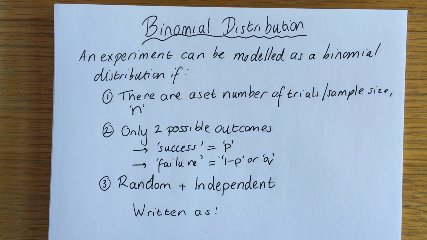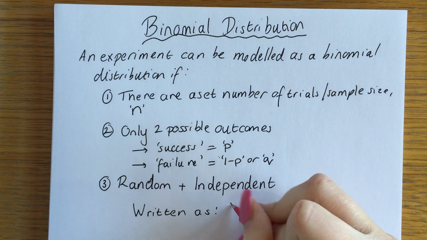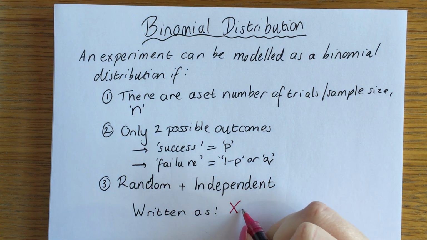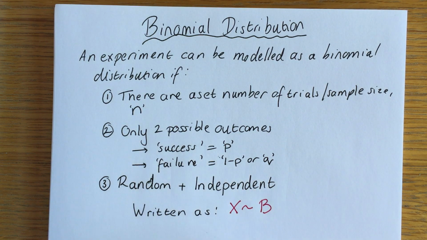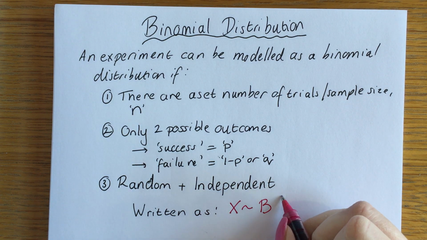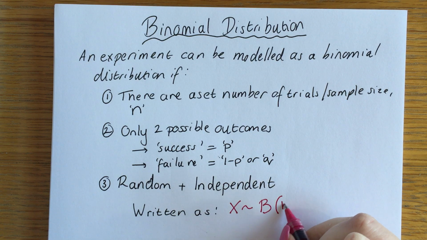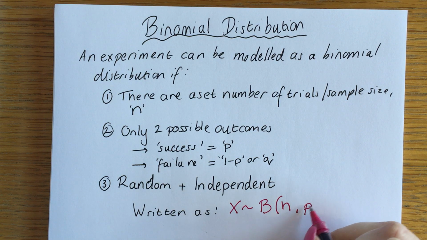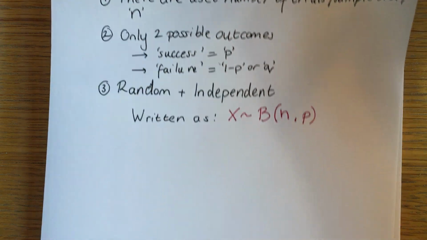But we're going to look a bit more in detail at how you calculate it and how we write it before we go into exactly how we use it and what it means. So to write something as a binomial distribution, we would say a variable x is modelled as a binomial distribution with sample size n and probability of success p.